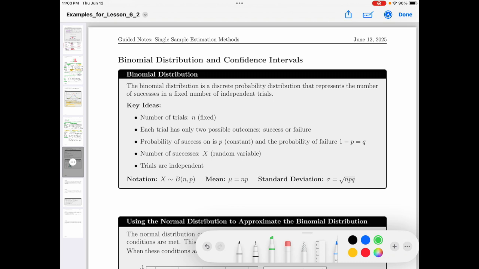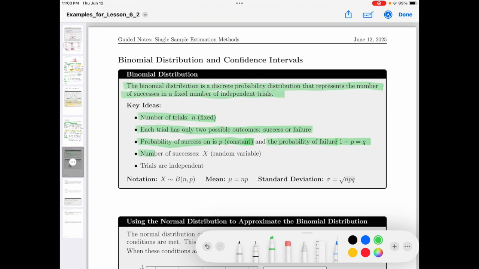So a quick review. The binomial distribution is a discrete probability distribution that represents the number of successes in a fixed number of independent trials. N is the number of trials. Each trial only has 2 possible outcomes, success or failure. The probability of success is P, which should remain constant. And the probability of failure is the complement of P, and we label that as Q.